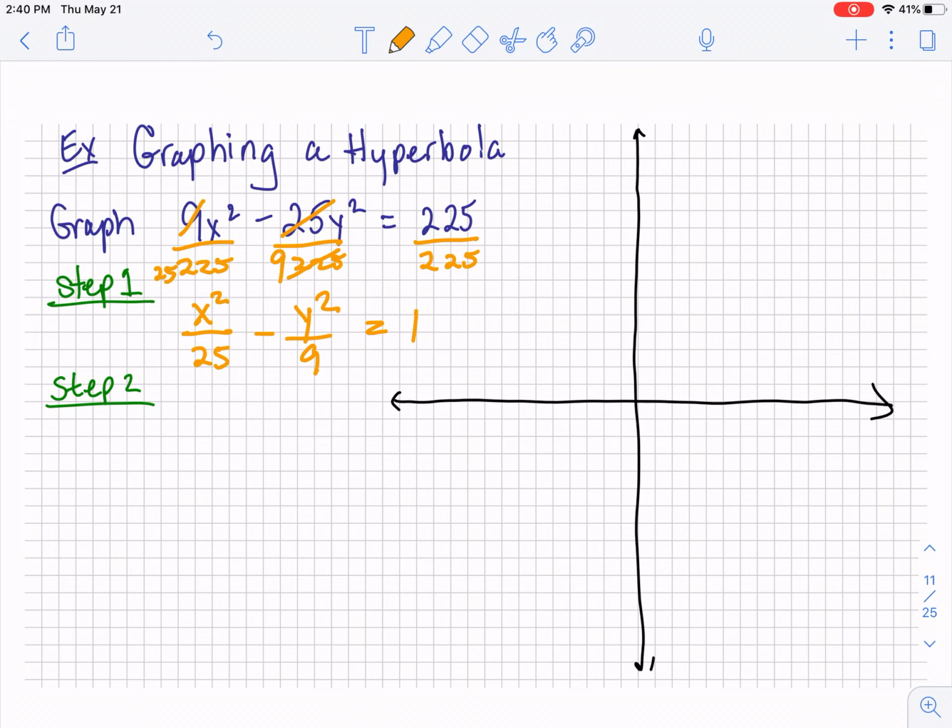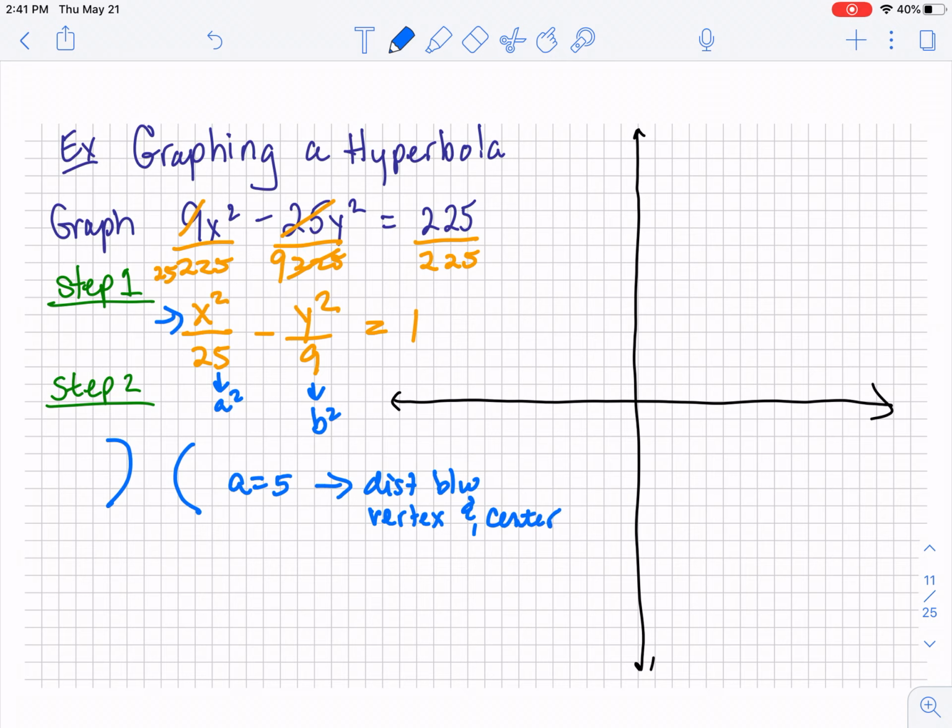Check it out. My x squared is first, so I know it's going to open this way and this way. This is always a squared, and the second one is always b squared. So if my a squared is 25, that means my a is equal to 5. Now, I should tell you this. A is always going to equal the distance between the vertex and the center of the hyperbola. The center in this case is the origin.